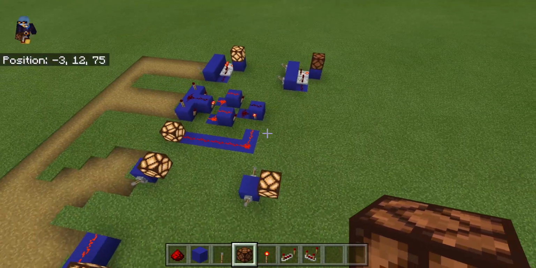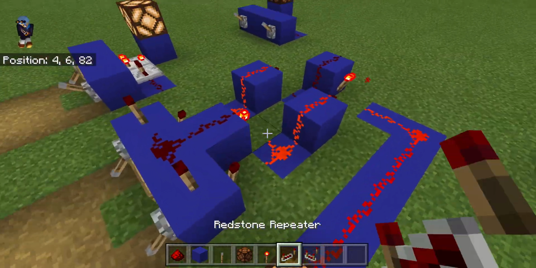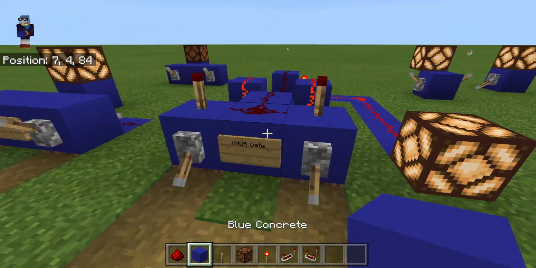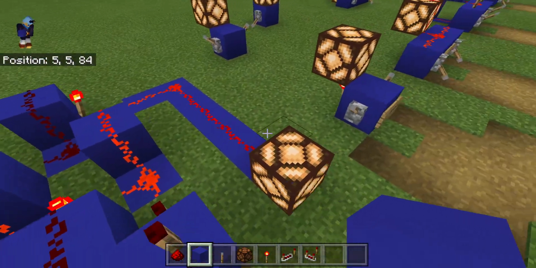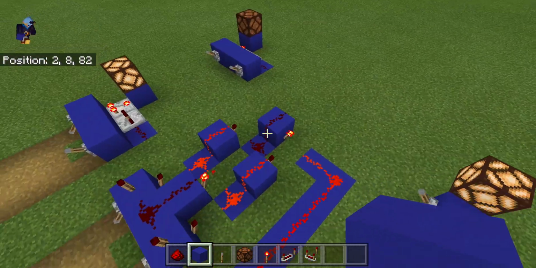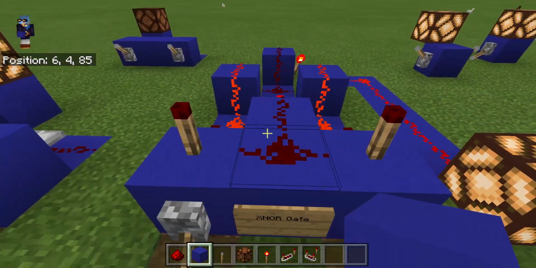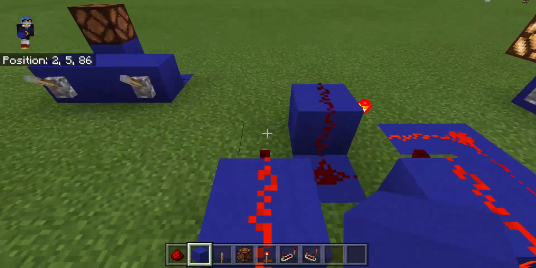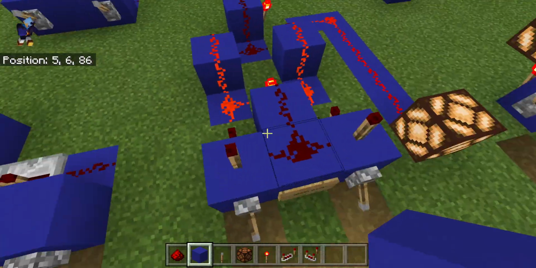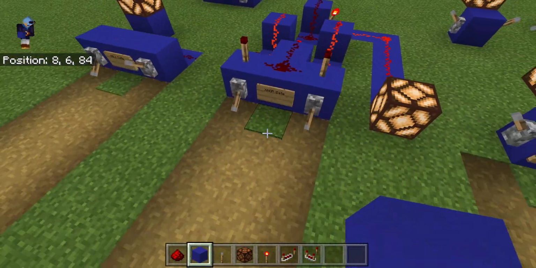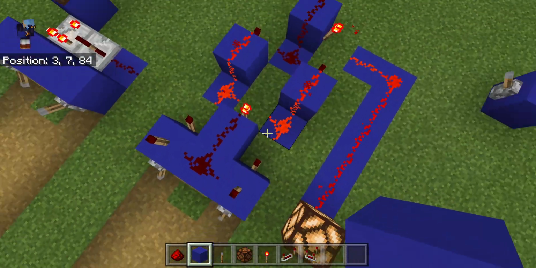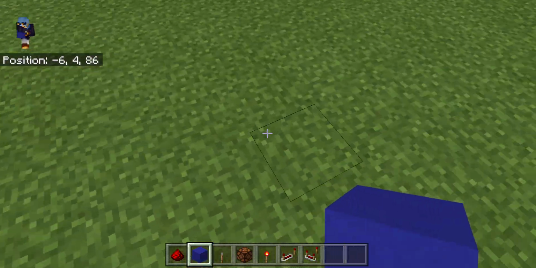Now over here, the dreaded XNOR gate. I hate this gate because it does the same thing. It's just so much more bulky. So I guess if you guys want to know how to build this so you can show off to your friends that you can build a complex redstone thing, then here you go.